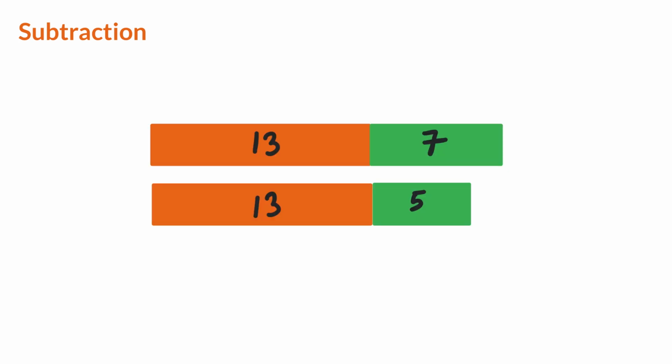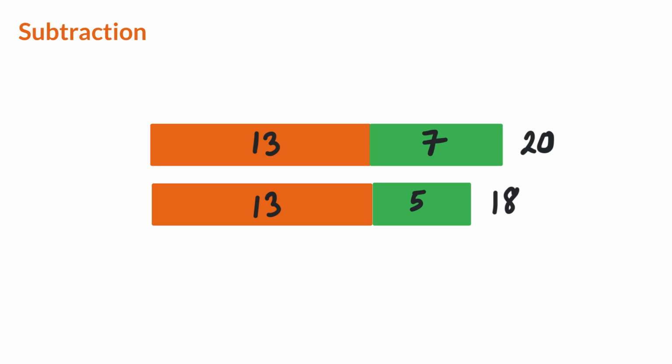So notice that this time the total length is not the same. We can see that for the top bar, the total length is equal to 20, but for the bottom bar, the total length is equal to 18. But what is the same is the orange part. So the length of the orange part is 13 for both cases. When we look at the green part, it goes from 7 to 5. So it doesn't matter if it becomes longer or shorter, and it can go up or down by any amount as well.